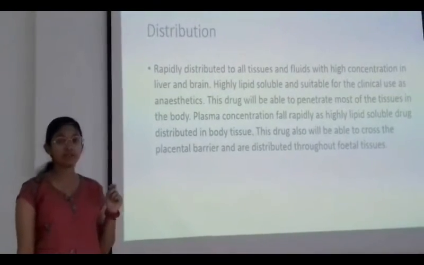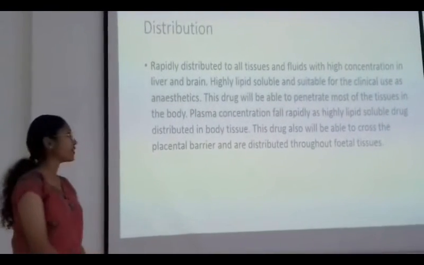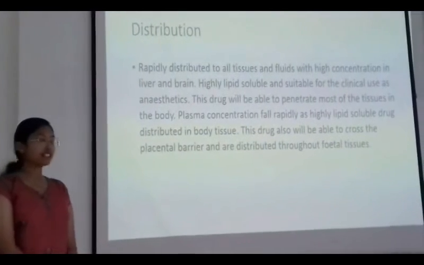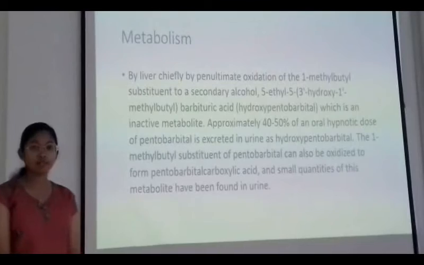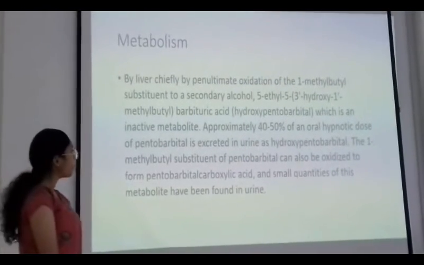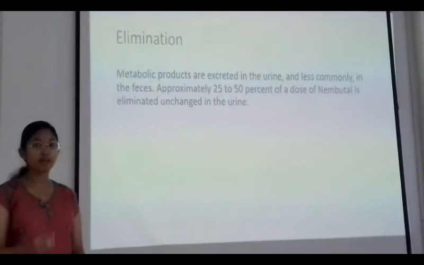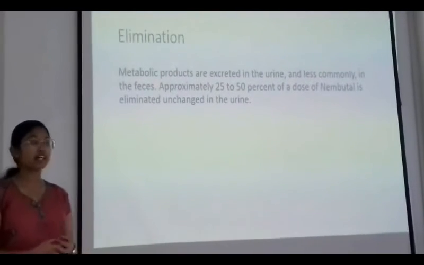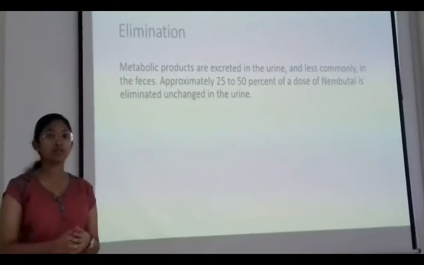Next, the distribution. Since it is a highly lipid soluble drug, it will be able to distribute well in the tissues and it will be able to penetrate the blood-brain barrier and even the placental barrier. And the metabolism is basically, it will be metabolized by the liver by oxidation. Next, these drugs will be eliminated in the urine and some of the drugs will be eliminated in the feces, and about 25 to 50% of the drug will be eliminated unchanged in the urine.